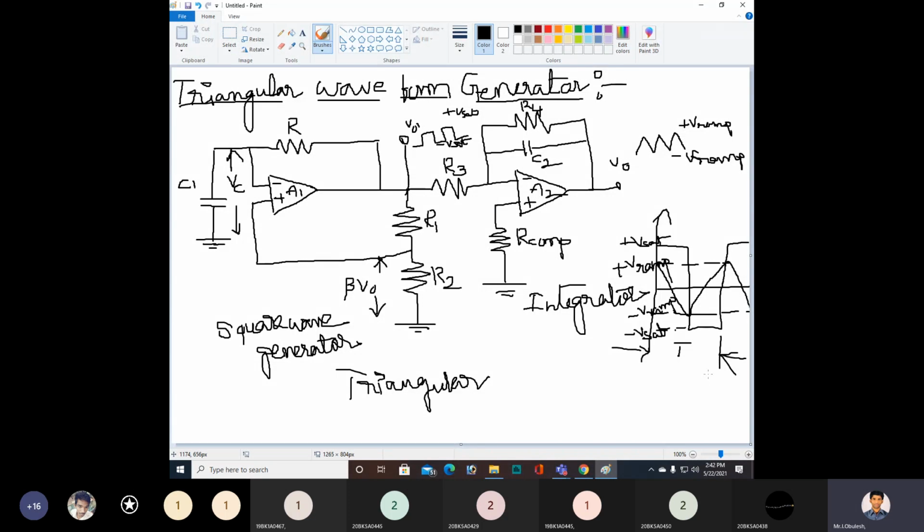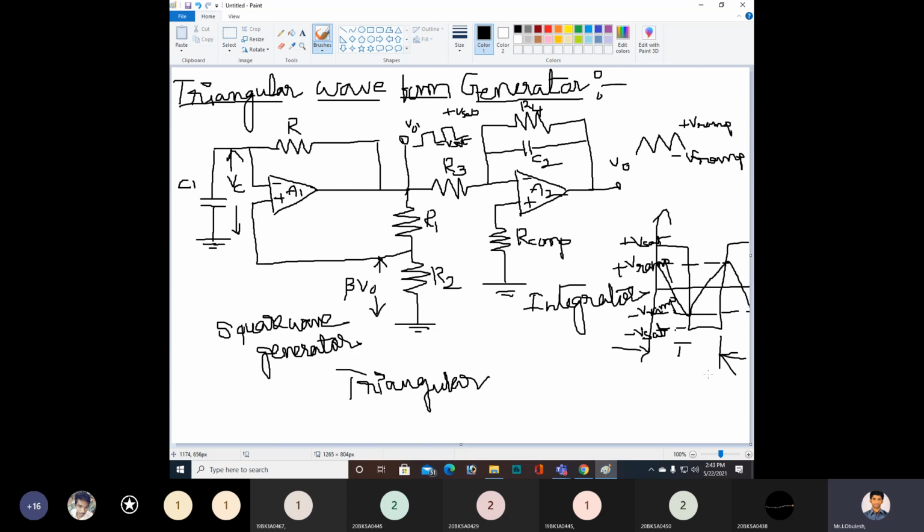Two capacitors C1, C2. First you need to write whatever we have from the circuit diagram. The circuit consists of dual op amps, two capacitors and at least 5 resistors. You need to count them: R1, R2, R3, R4, R and the compensating resistor.